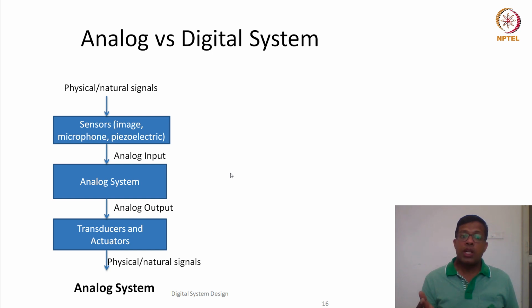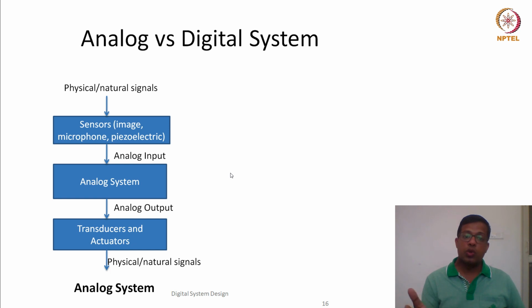You have image sensors, like you might have heard of CMOS sensors, which are present in your mobile phones or in digital cameras. The CMOS sensor will convert the light intensity, even RGB signals of each and every light wavelength, into corresponding electrical signals. Similarly, microphones have a diaphragm kind of structure which converts sound waves, which are essentially mechanical in nature, into electrical signals.